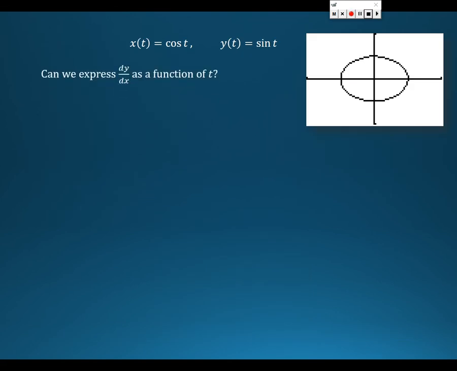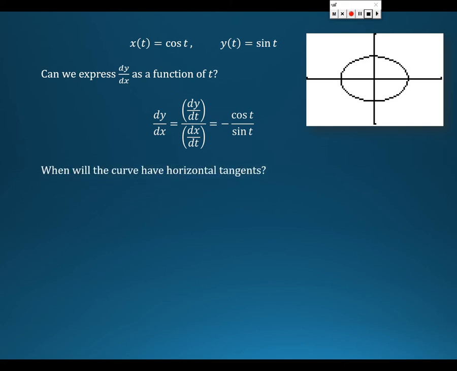So let's work with this quickly. Can we express dy/dx as a function of t? Yeah, the derivative of cosine is negative sine, so that goes on the bottom. And the derivative of sine is cosine, so that goes on top. So we get negative cosine over sine. And that's a fine way to write it. I'm going to keep it this way for now, even though some of you might be tempted to write a negative cotangent. That would be fine, but I think it's helpful to see it this way just because we're about to ask these questions.